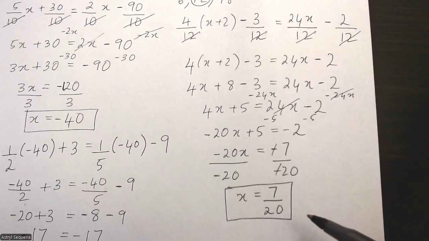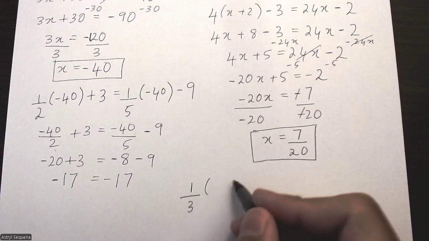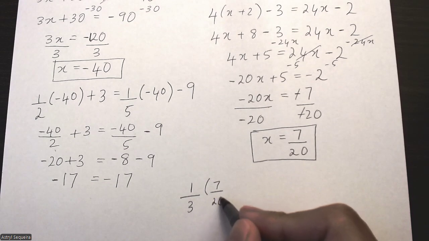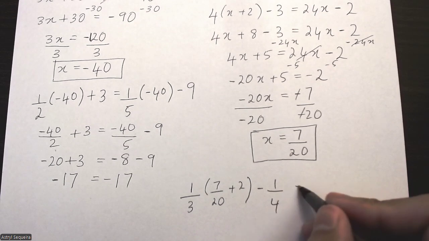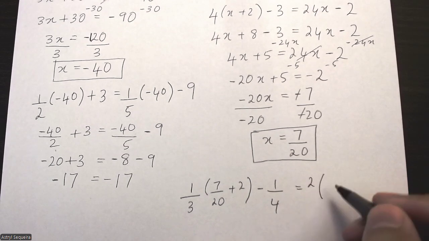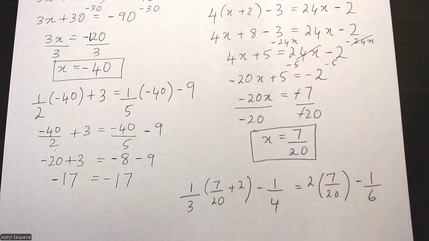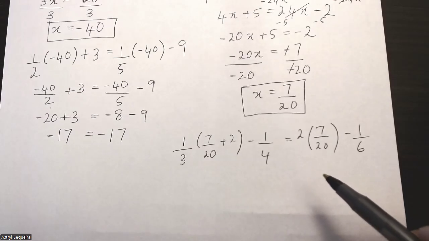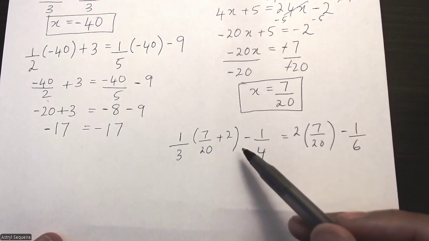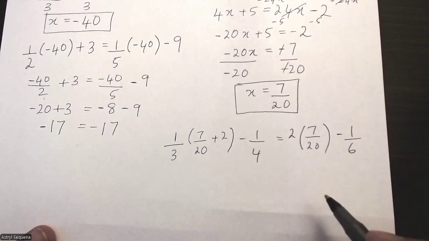Again, once you complete your test, you should do a quick check to make sure this solution is right. So I'll do the check over here. I have 1 over 3, 7 over 20 plus 2 minus 1 over 4 equals 2 times 7 over 20 minus 1 over 6. So as we can see here, this is a pretty difficult check. So you probably wouldn't have to worry too much about doing it, but I'm going to do it really quick over here just to show you that the solution is correct.